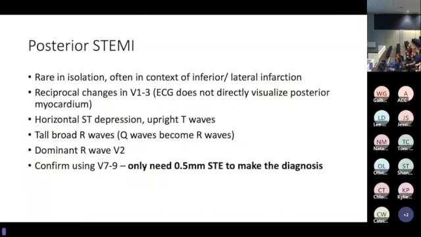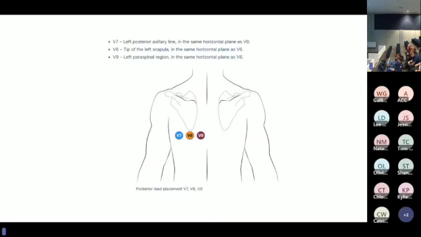So this patient has an isolated posterior STEMI. Usually it's rare to see in isolation, more so in the context of a big extension of an inferior or lateral infarct. Generally what you're actually looking at is the reciprocal changes, because you're looking anteriorly at the posterior part of the heart. So those horizontal ST depression with upright T waves, broad R waves, the dominant R wave in V2. We would confirm this diagnosis using leads V7 to 9. This is a subtle change, so you only need 0.5 millimetre of ST elevation to make this diagnosis.